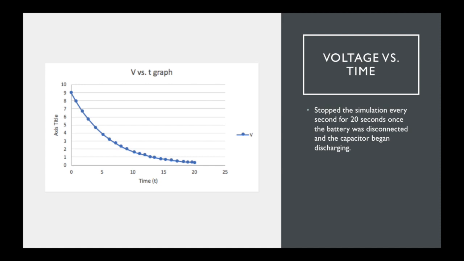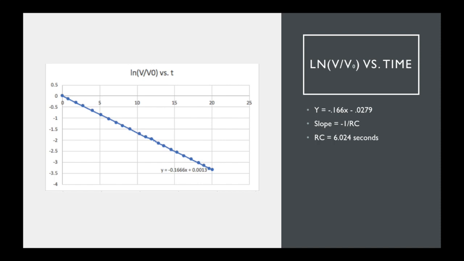To do this, I stopped the simulation every second for 20 seconds once the battery was disconnected and the capacitor began discharging. Then, this data was transformed by taking the natural log of voltage divided by the initial voltage versus time. As you can see, this graph is decreasing with a slope of negative 1.66. However, we know that slope is equal to negative 1 divided by RC. Using this, we can find the RC constant is equal to 6.024 seconds.